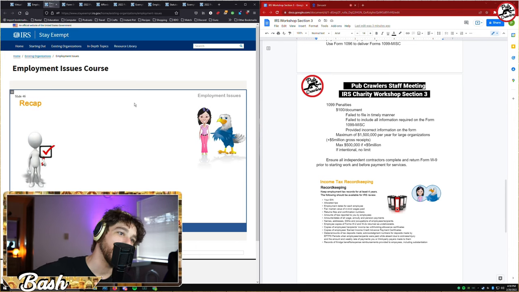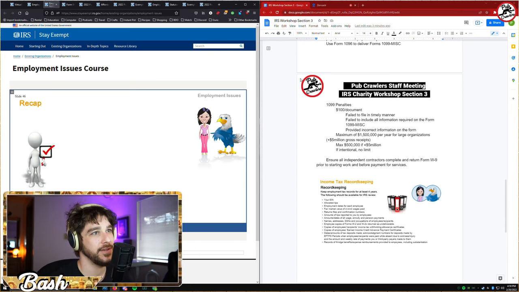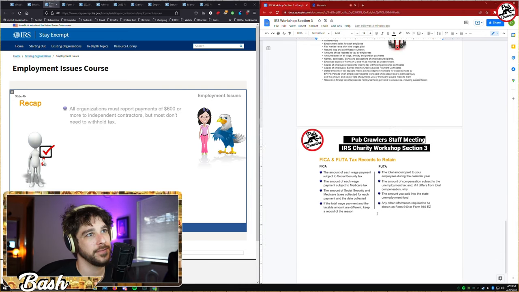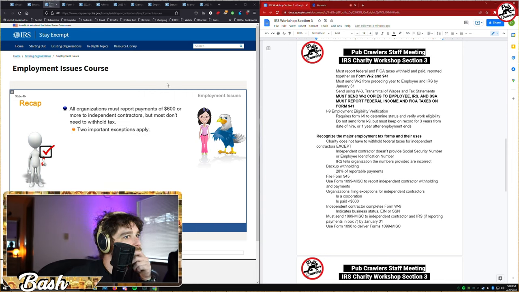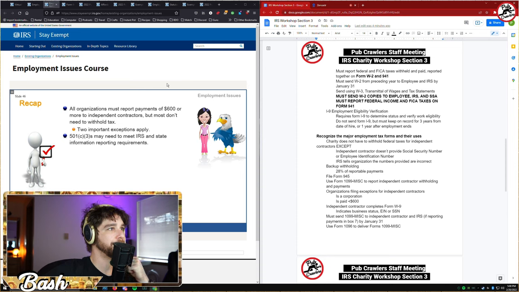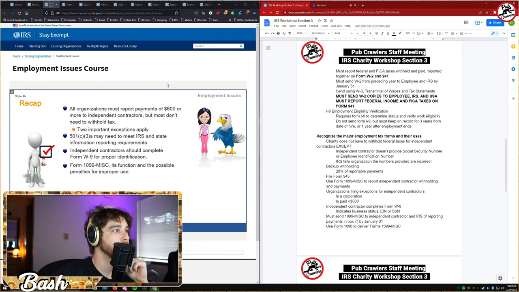Let's go over what we discussed regarding independent contractors. First, I pointed out that while all organizations must report payments made to independent contractors, most organizations don't have to withhold taxes for them, but there are two important exceptions. Both are related to the independent contractor supplying incorrect identification numbers. You also learned that 501c3s may need to meet IRS and state information reporting requirements, and that it's important to have independent contractors complete Form W-9, Request for Taxpayer Identification Number and Certification, to determine corporation status. Next, we reviewed the Form 1099-MISC.